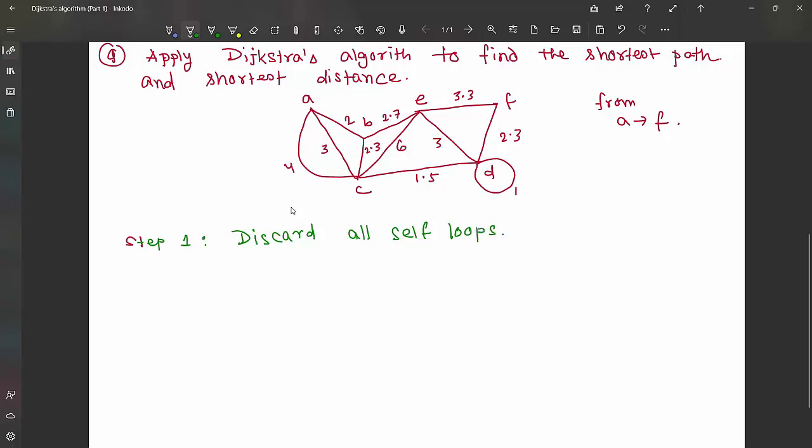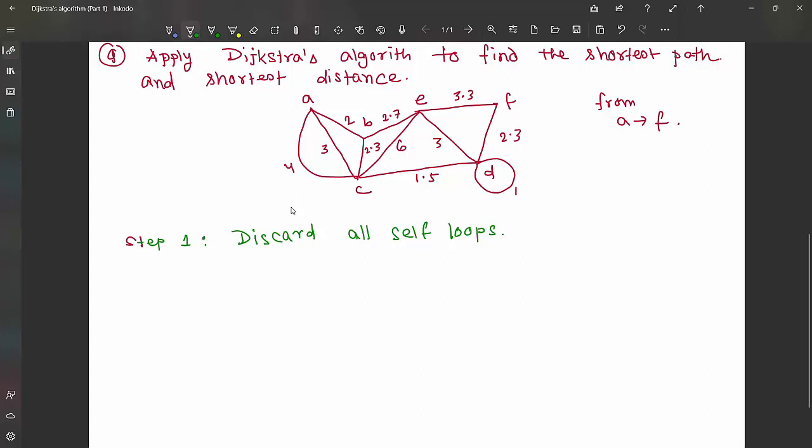Because if there is any self loop, and if you go into these self loops, then it will only increase the traversed distance of your path, but you are again at the same point. You start from the point D, and again you are at the point D. So to find the shortest path, you will never use this type of self loop. So that's why at the starting we will discard this type of self loop.